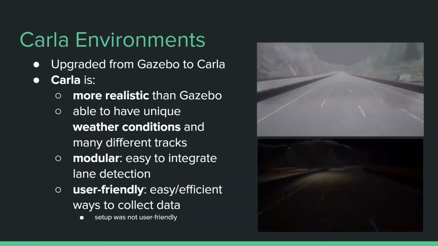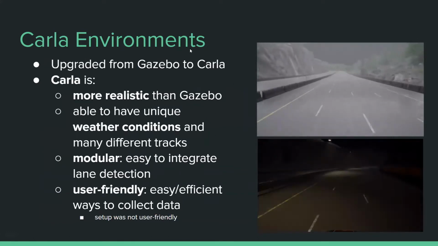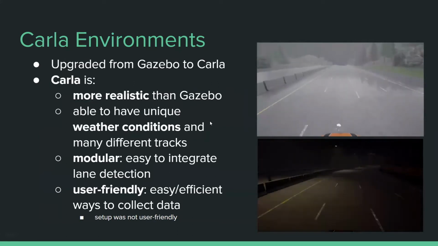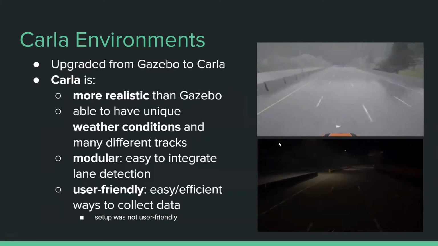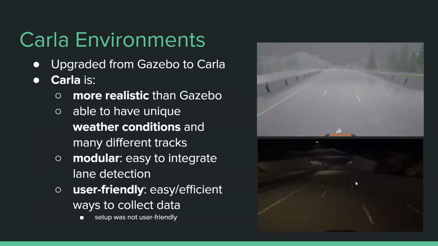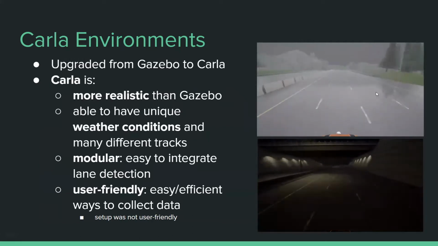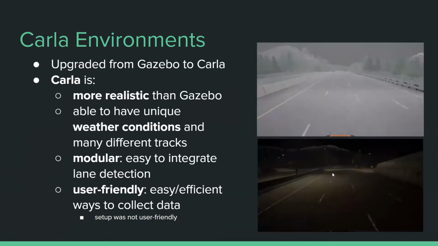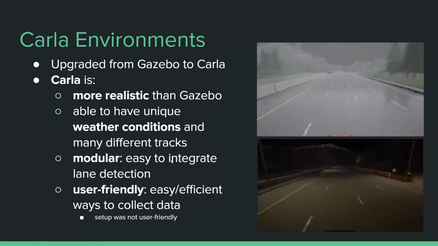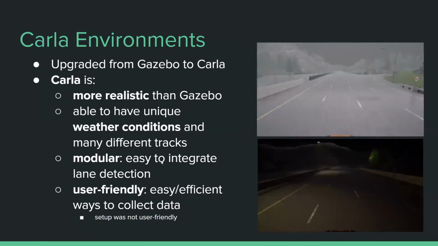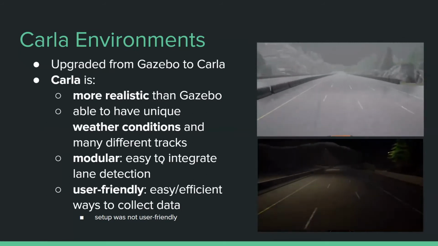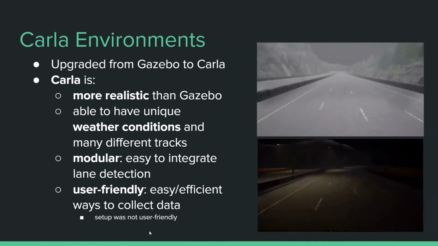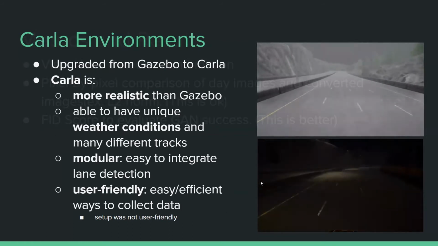Regarding complicated examples, we decided to use Carla. The reasons are multiple. Carla is much more realistic than Gazebo, and it's also very easy to have unique weather conditions and very different locations and tracks. You can see a rainy countryside drive over here on the top, and then a more nighttime city-ish drive on the bottom. It was also pretty easy to integrate an open source lane detector algorithm, although we had to modify it significantly for our needs. And it was also very user friendly to collect data, although the setup took a lot of time for us.